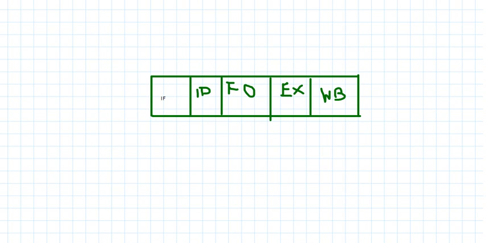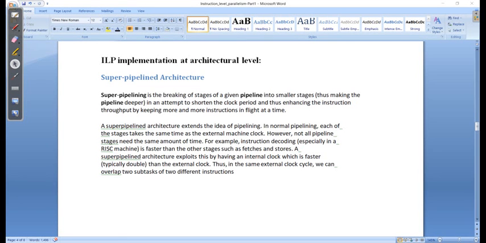Now, in super pipelining, you try to divide a stage into smaller substages. Say instruction fetch, try to split this instruction fetch into two substages. By doing this, what will happen? Not all pipeline stages need the same amount of time. For example, instruction decoding is faster than other stages such as fetch and store or write back.